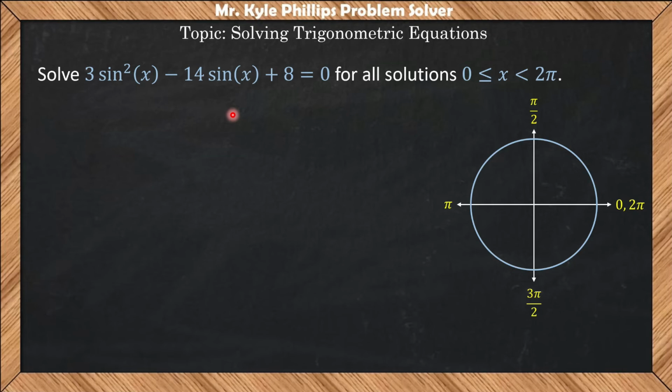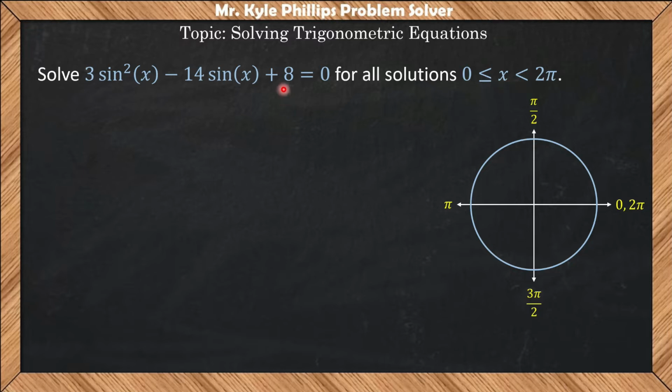Hey everybody. So in this video we are going to be solving trigonometric equations. So the problem says solve 3 sine squared x minus 14 sine x plus 8 equals 0 for all solutions 0 is less than or equal to x, which is less than 2 pi. Now this boundary pretty much means that we're only looking at values on the unit circle.